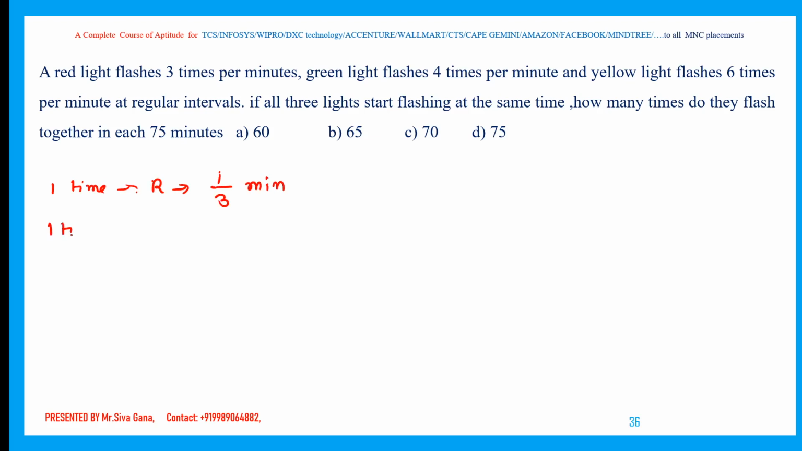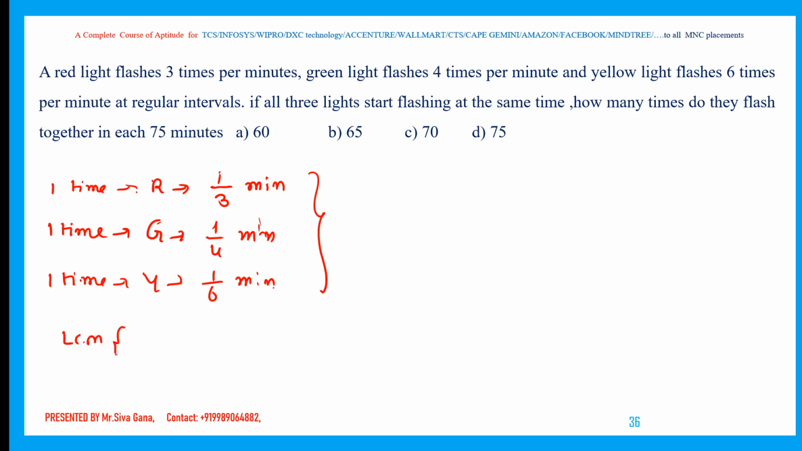Similarly, for one flash, the green light takes how much time? 1/4 minutes. Similarly, for one flash, the yellow light takes 1/6 minutes. If I take the LCM of these three numbers, we get the time after which they flash together, which is the LCM of 1/3, 1/4, 1/6.